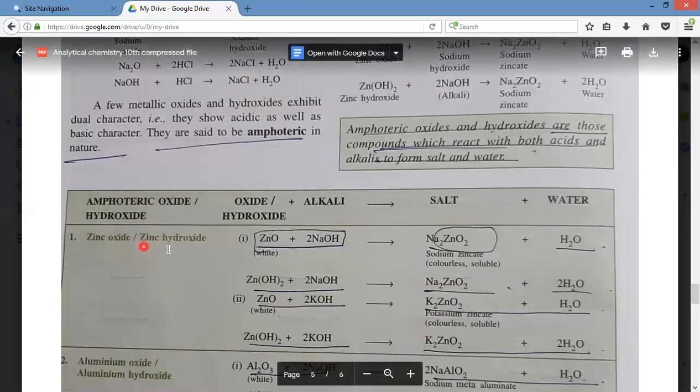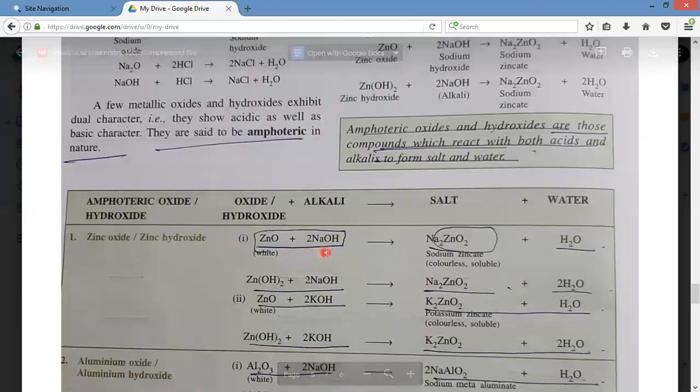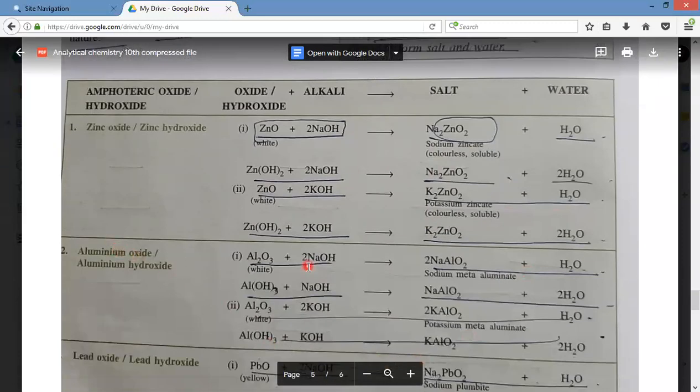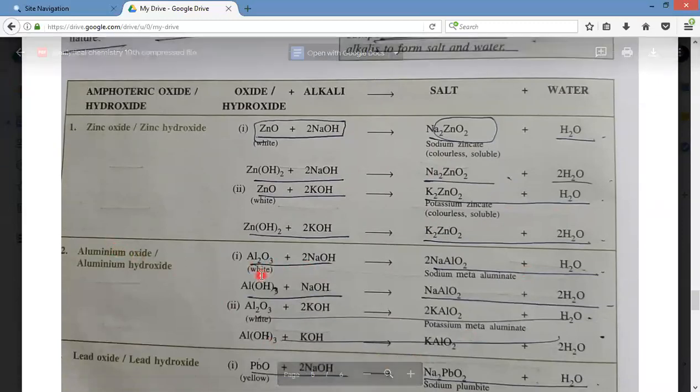that is zinc oxide or hydroxide. Zinc oxide treating with sodium hydroxide gives sodium zincate and water. Zinc hydroxide with sodium hydroxide gives sodium zincate plus water. Zinc hydroxide with potassium hydroxide, again potassium zincate with water. Aluminium oxide, white in color, or aluminium hydroxide treating with sodium hydroxide, there will be a formation of sodium meta-aluminate with water.